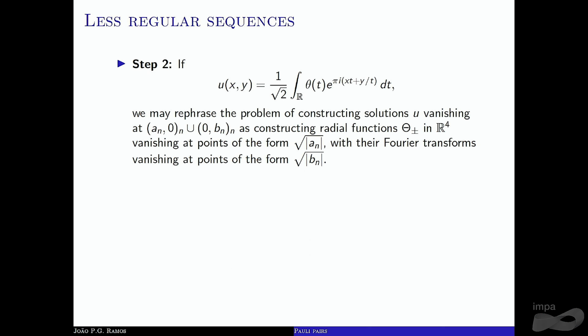So basically what we want to do is, if we take a look again at what our function u that we're seeking must look like, it's something like this. So the problem of constructing u that vanishes at those points actually reduces to constructing two functions, theta plus and minus, that patch up nicely. They're radial in R4, and they vanish at points of the form root of modulus a_n, and the Fourier transform vanishes at points of the form root of modulus b_n.